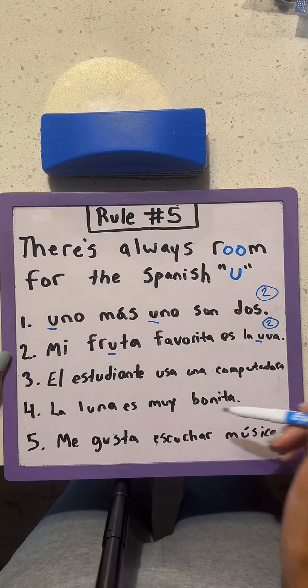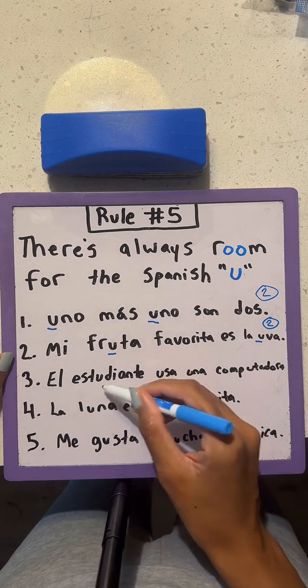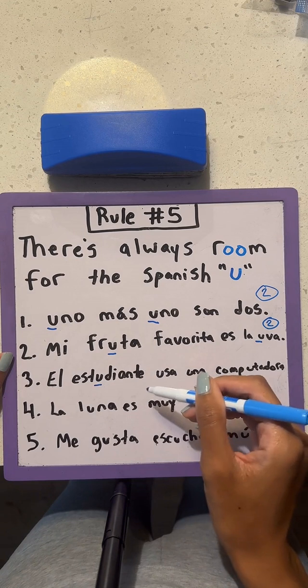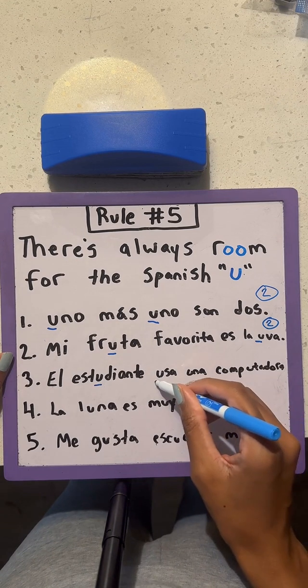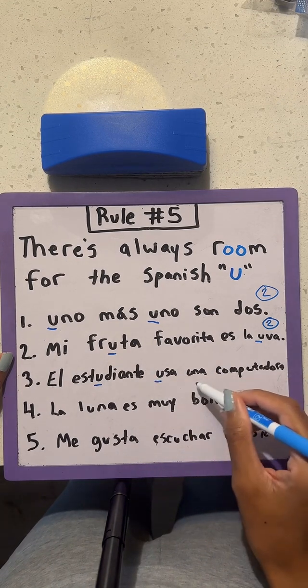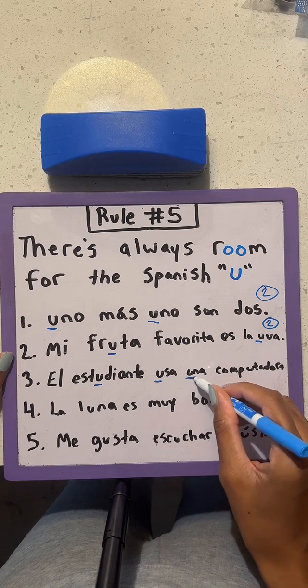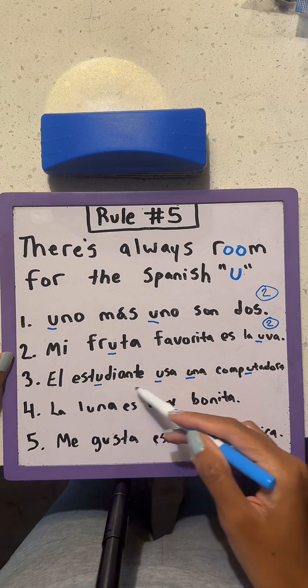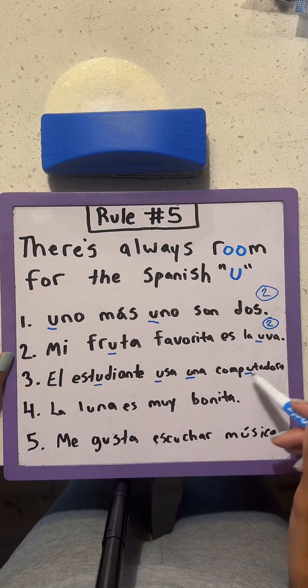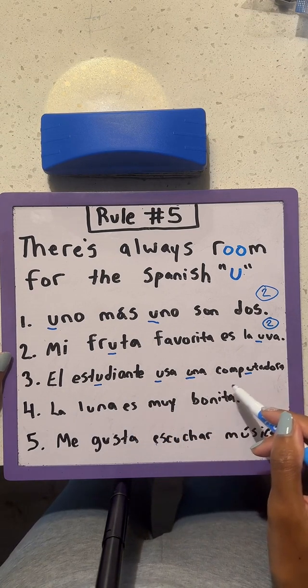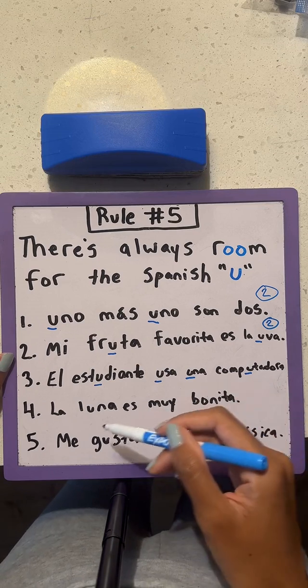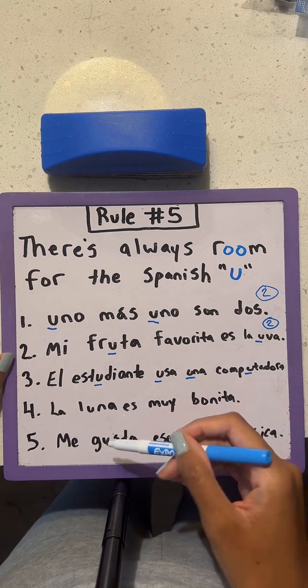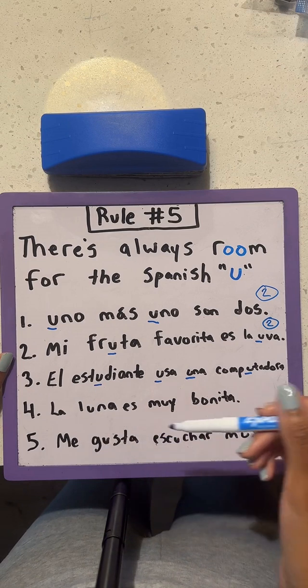Okay, let's count and see. Okay, so, el estudiante, número uno, okay. Usa, dos, tres, cuatro. El estudiante usa una computadora. So we have 4 times in that one. Cuatro veces, okay? Let's look at número cuatro. Tell me how many times you see the oo sound in number 4.